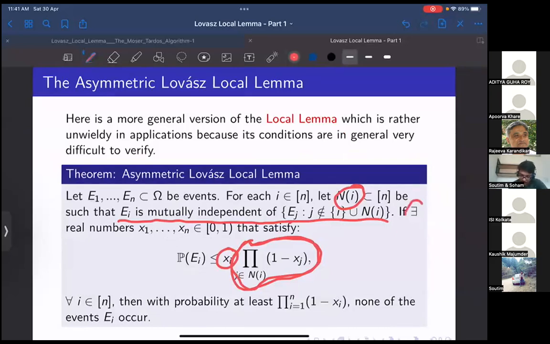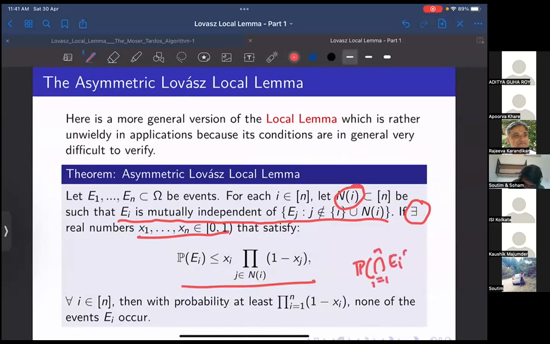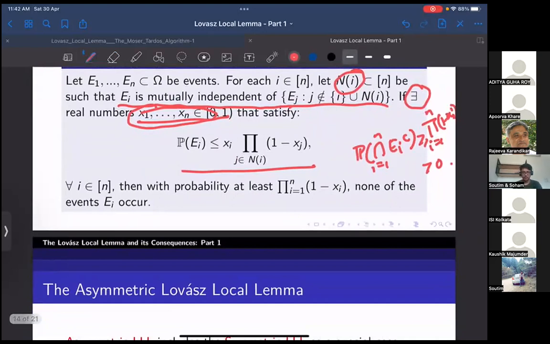Fine. So if we are able to find real numbers x_i in the closed-open interval [0,1) for which the probability of each Ei is less than or equal to this quantity, then we can ensure that the probability of the intersection of Ei complements is greater than or equal to this probability. And since these are strictly less than 1, this would be greater than 0. Fair enough? But as you can see, it's very difficult to actually find these numbers. So in general applications, it's very difficult to apply this lemma.